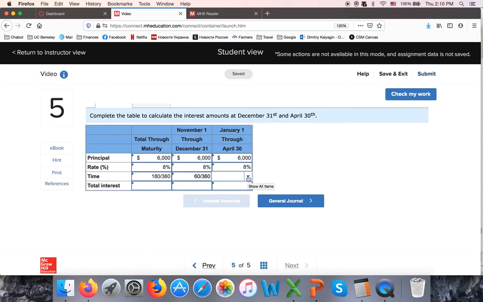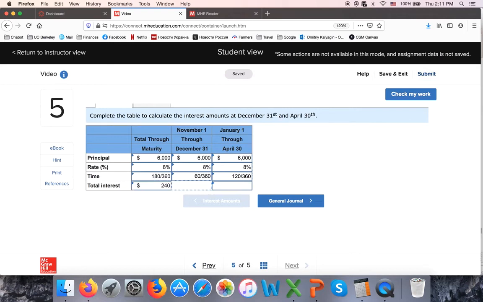So January 31 days, February 28 days, and then March 31 days, and April 30 days. So together it will be 120 days. Or guys, simply 180 minus 60, right? Will be 120 days. And guys, total interest, so P multiplied by R multiplied by T. I already have the amounts, so total interest is 240.